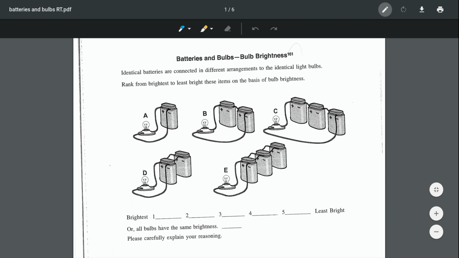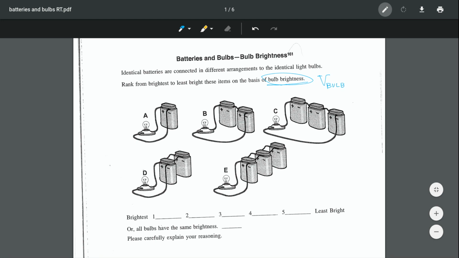This first one asks us to rank from brightest to least bright on the basis of how bright the bulb is. And I can relate this bulb brightness right here to potential difference. So right away, I'm going to relate that to the potential difference over the bulb. I can call that V sub B. I'll write bulb here to make that really clear.